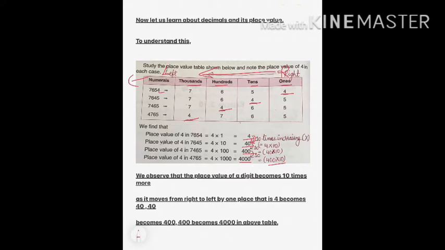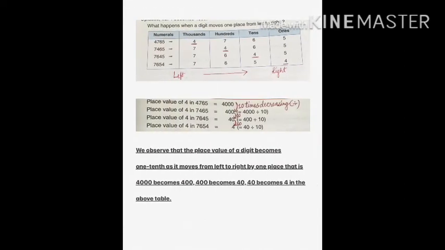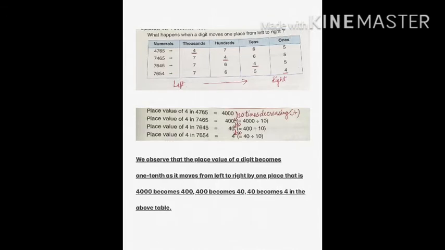Now I'll show you the next table. What happens when we move from left to right in a place value chart? Here again one example is in front of you. Focus on the place value of 4 again. In the first case the place value of 4 is thousands. In the second case the place value of 4 is hundreds, in the third case tens, and in the fourth case ones. So when the number is shifting from left to right, the place value is decreasing.